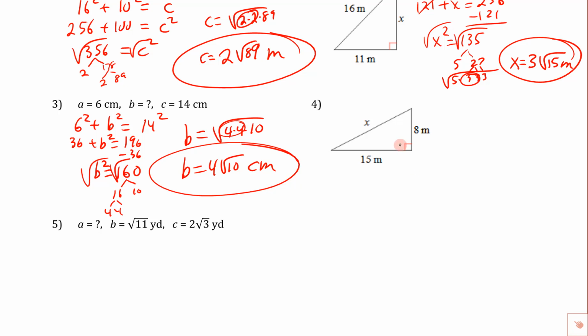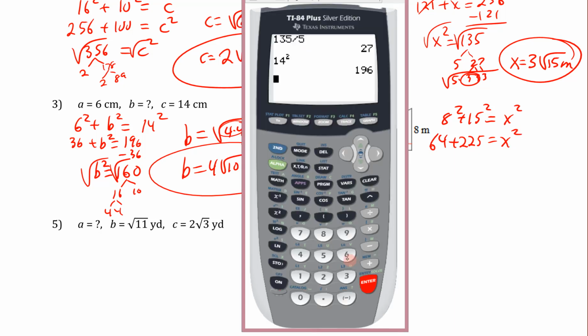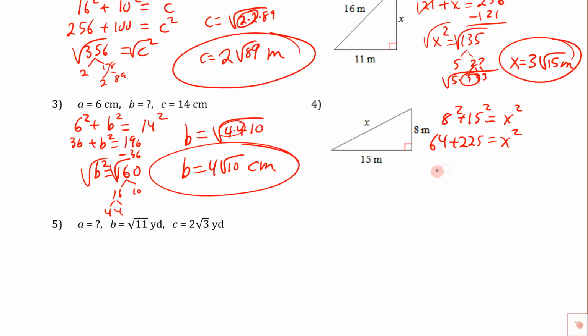Okay, next one. We're missing the hypotenuse here, so we're going to have leg squared plus leg squared equals hypotenuse squared. This is going to be 64. Remember, 15 squared comes up all the time for some reason, so this is going to be 225 equals x squared. Let's go ahead and add those together. We could probably do it by hand, or in our head, but let's check and make sure we get this right. Okay, I think I've got that in there right, 289.